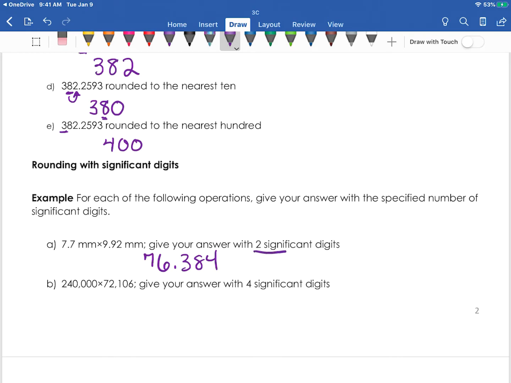However, we need to approximate it and round it to 2 significant digits. So, in order to do that, I have to just write it as 76. So I have 2 significant digits, the 7 and the 6.